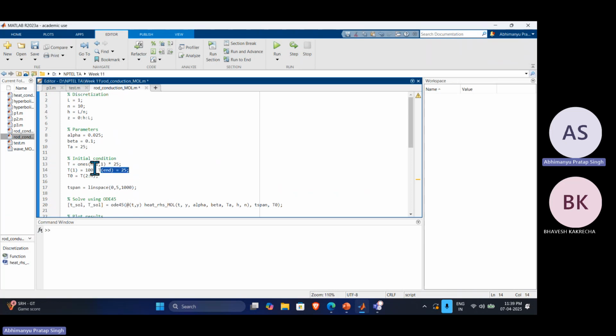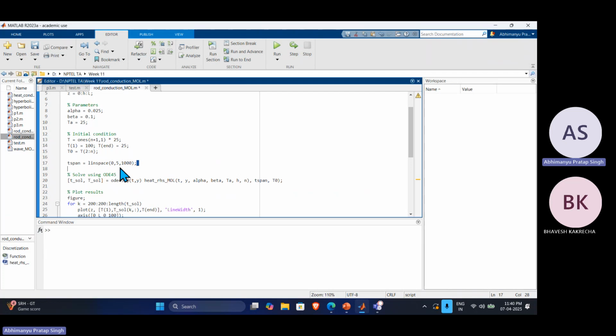So we will change these two elements of this T vector. Since these two elements are already fixed by the boundary conditions, we just need to solve from the second node to the nth node. Suppose I have discretized it into 10 elements. Then I have 11 nodes, and I am only solving from the second node to the 10th node. The first and the 11th node are fixed.